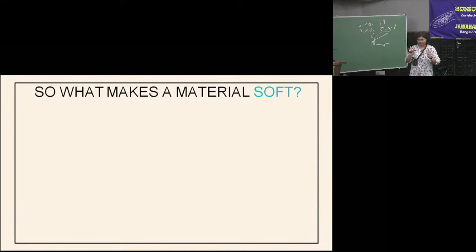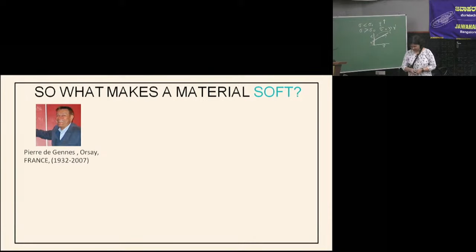So what makes a material soft? Like I told you, it's all about time scales, but can we get a slightly better definition? I'm not going to look anymore because soft matter got a Nobel Prize. A second Nobel Prize, by Pierre de Gennes, who used to be in Orsay. He got the Nobel Prize in 1991 for showing that the same kind of mathematical treatments that you require to understand materials like magnets and superconductors can be used for polymers and liquid crystals. This is basically using the technique of order parameters.